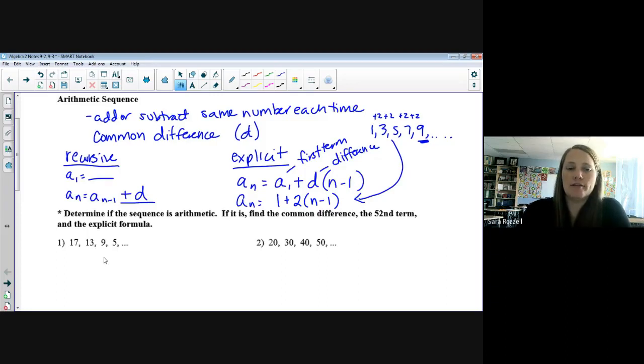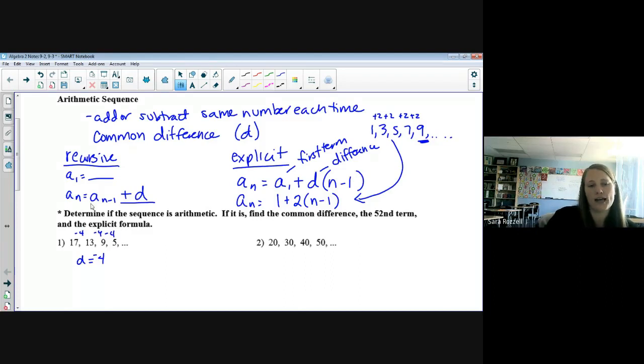Are we ready to try some of the arithmetic sequences, putting them in the formula? Okay. So the first one is 17, 13, 9, 5. Is there a common change in between all these numbers? Are they adding or subtracting the same each time? Yeah, we're going down 4 each time. So minus 4, minus 4, minus 4. So my common difference is negative 4, sorry. So it asks me if it's arithmetic. It is. The common difference is negative 4. I need to do the explicit formula, and then I'll find the 52nd term.